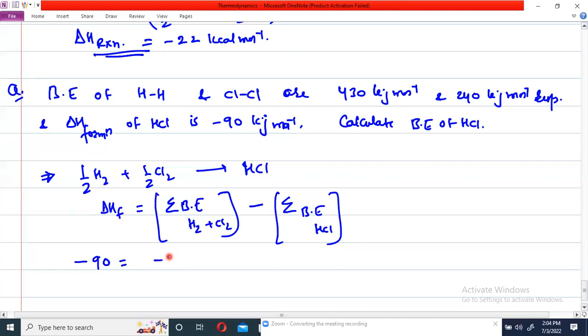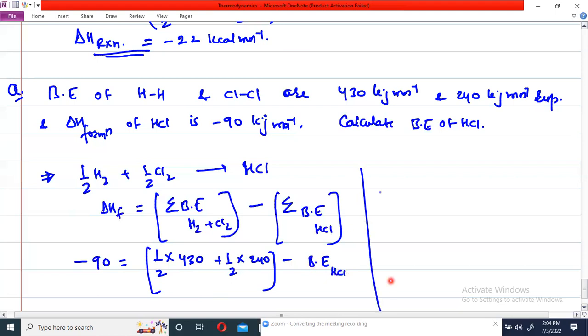So 1 by 2 into H2 430 plus 1 by 2 Cl2 240 minus what we required, bond energy of HCl, right? So I'll write here bond energy of HCl. You solve it, we are able to get bond energy of HCl is equal to 425 kJ per mole, right?